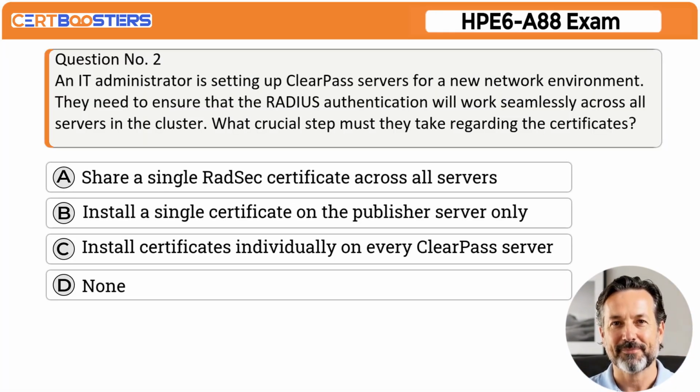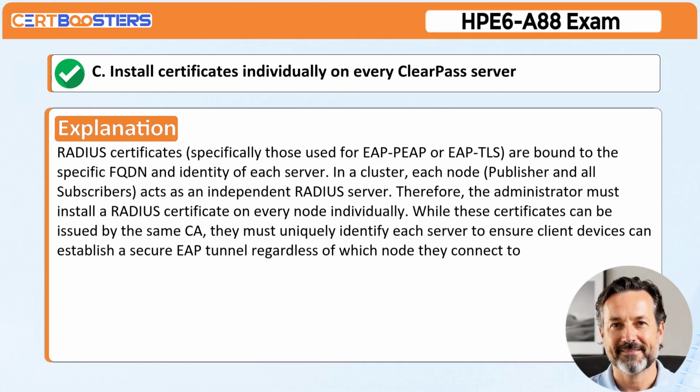Question number 2. An IT administrator is setting up ClearPass servers for a new network environment. They need to ensure that the RADIUS authentication will work seamlessly across all servers in the cluster. What crucial step must they take regarding the certificates? A. Share a single RADSEC certificate across all servers. B. Install a single certificate on the publisher server only. C. Install certificates individually on every ClearPass server. D. None. Correct answer. C.